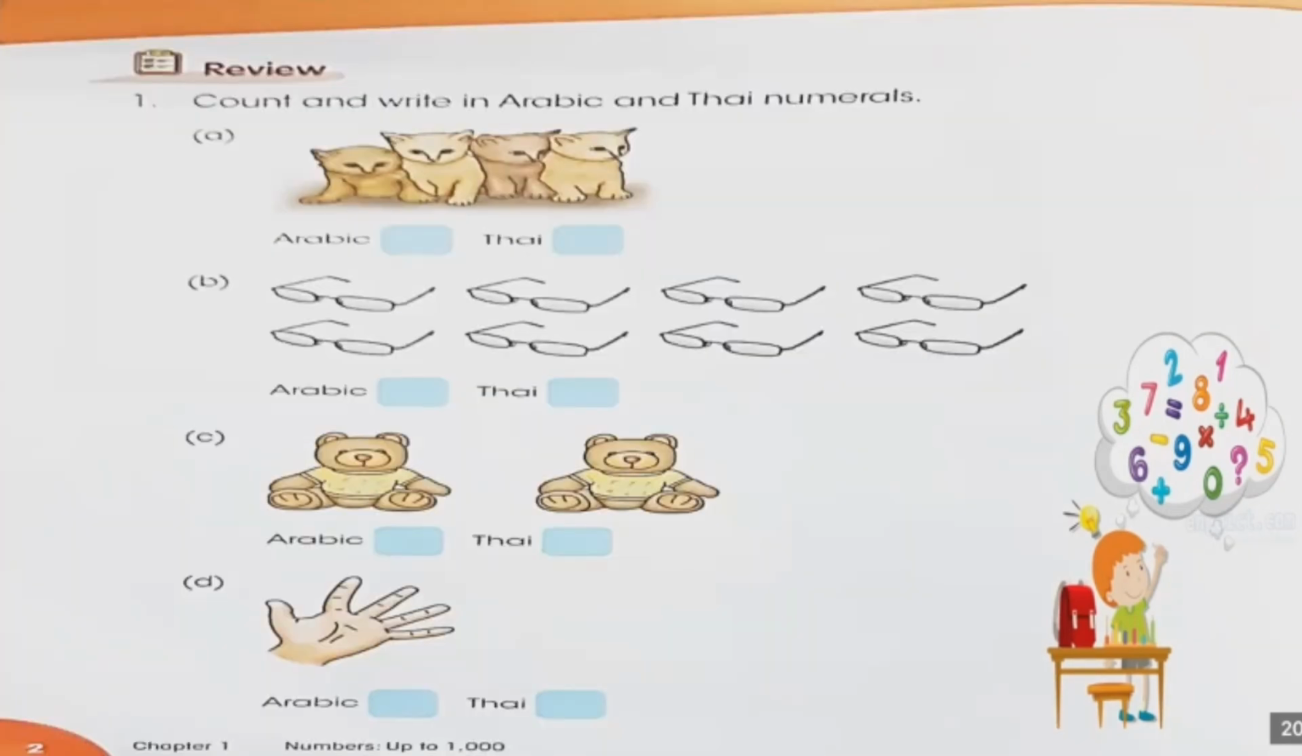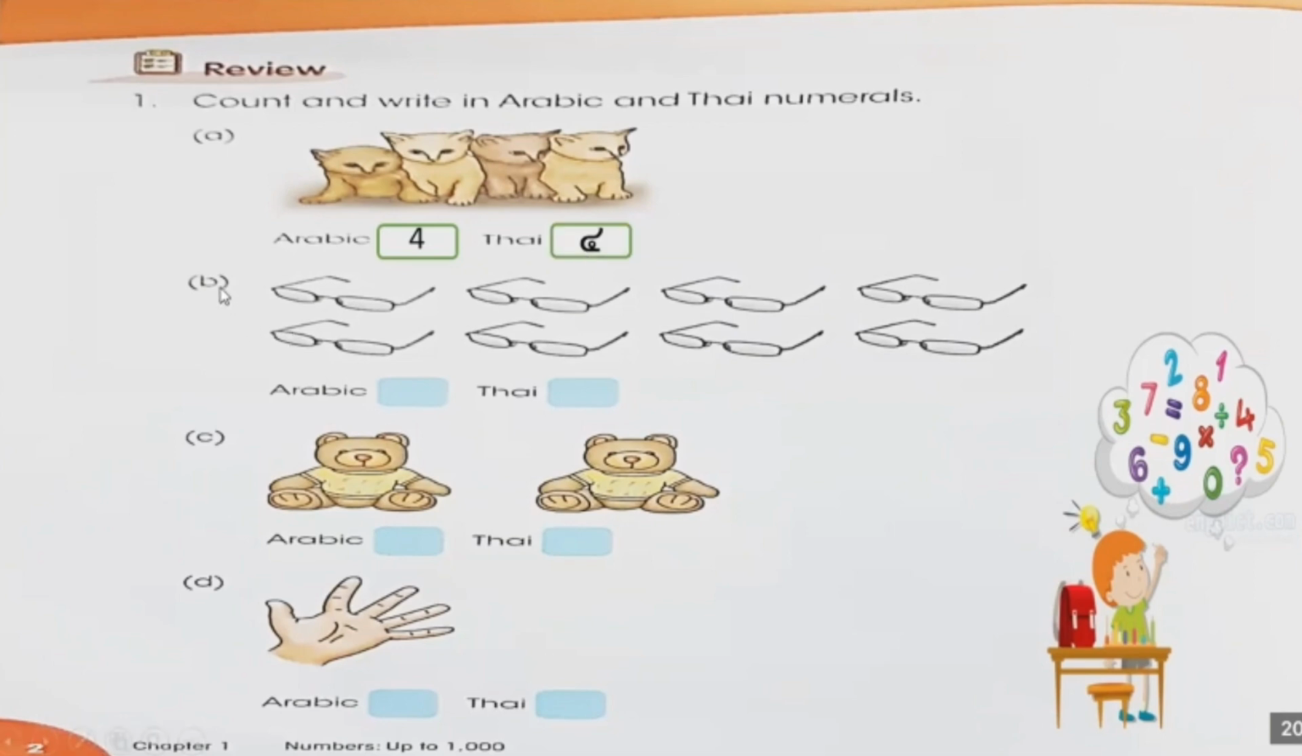Okay, we will have a short review about counting numbers. So it's very easy. Now in number one, you will count and write in Arabic and Thai numerals. So now here, letter A. How many cats can you see here on the screen? So let's count. 1, 2, 3, 4. So you write the Arabic numeral here inside a box, number 4. And here, the Thai numeral, number 4.